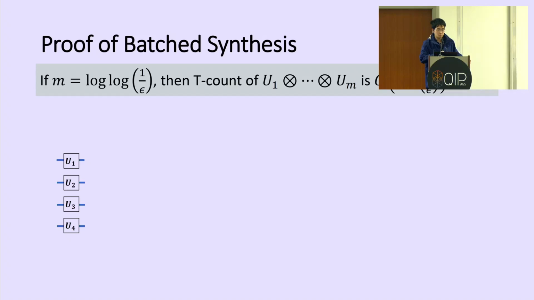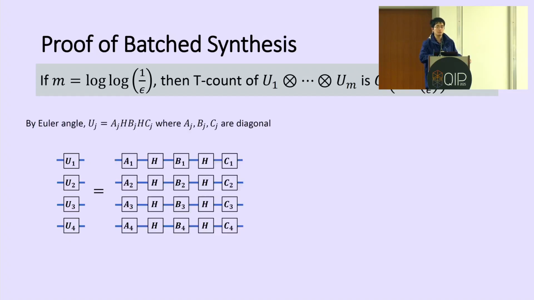And the proof is actually simple that I can show you in one slide. My goal is to show that U1 tensor U2 tensor up to UM is order log 1 over epsilon for m equals log 1 over epsilon. So that is the circuit that I'm trying to prepare. And the first step I'm going to do is to diagonalize it.